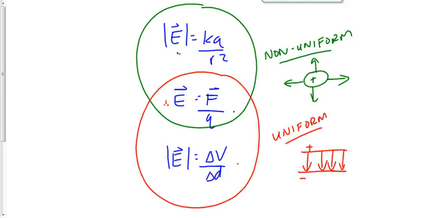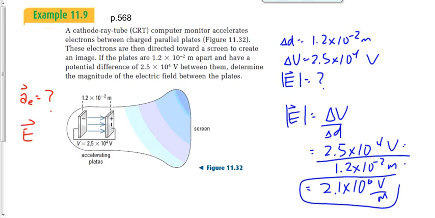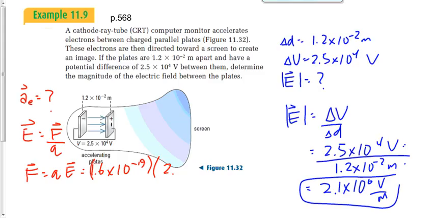So let's do that. Let's say E is equal to F over Q. And let's rearrange that to solve for F. I get Q times E. 1.6 times 10 to the minus 19 coulombs times, I think it was 2.08, wasn't it? 2.08 times 10 to the 6. Multiply those two together, we get an electric force that acts on the electron of 3.333 times 10 to the negative 13 newtons.